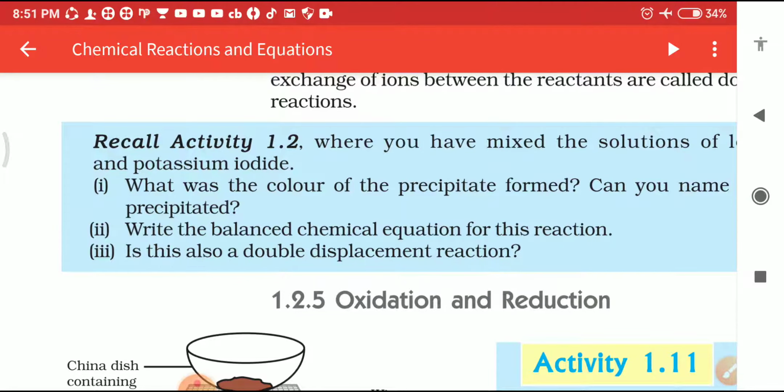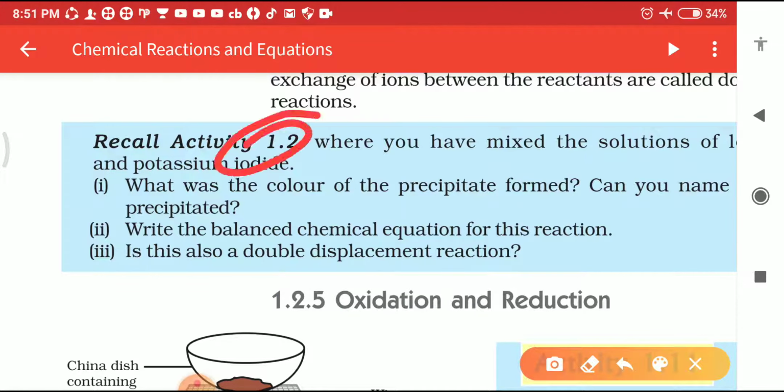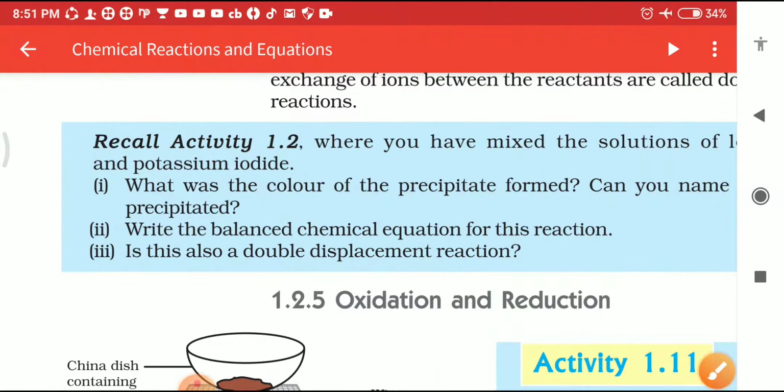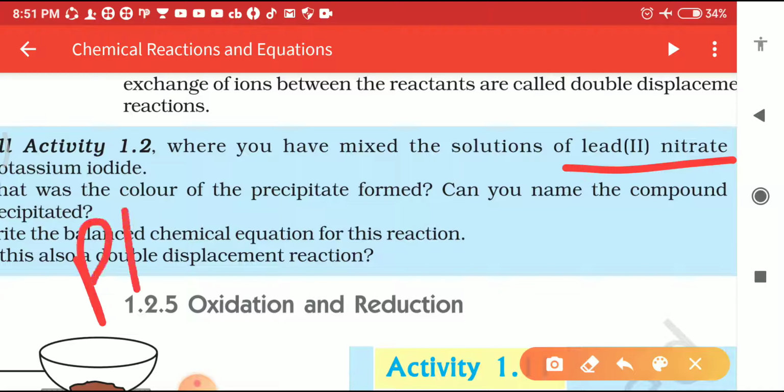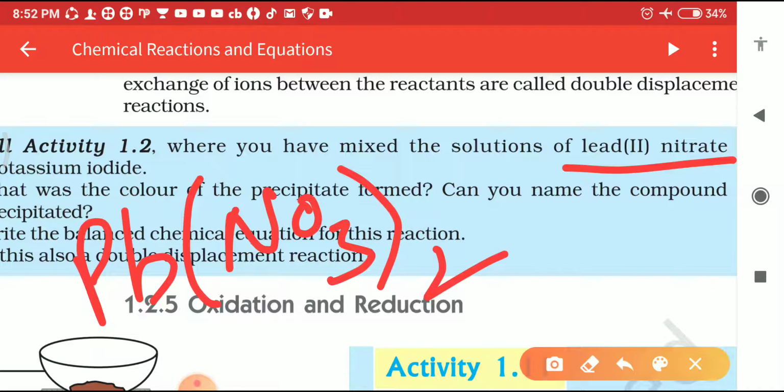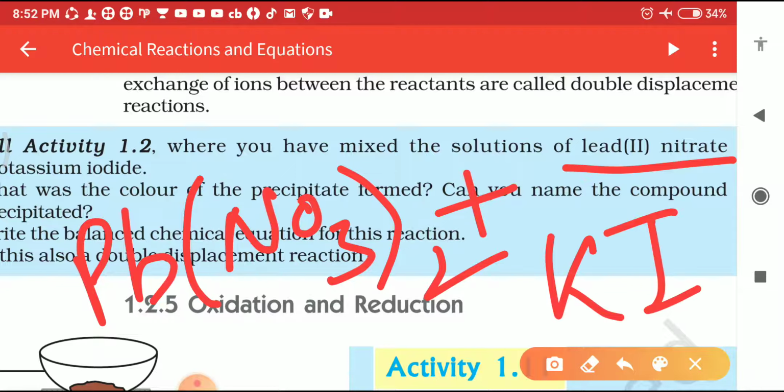Now recall this activity, in 1.1. What they want to say is, see here where you have mixed the solution of lead nitrate. The formula of lead nitrate is Pb(NO3)2. Now when you have mixed the solution of lead nitrate with potassium iodide, the formula of potassium iodide is KI. Then what happened? This one is an example of the double displacement reaction.